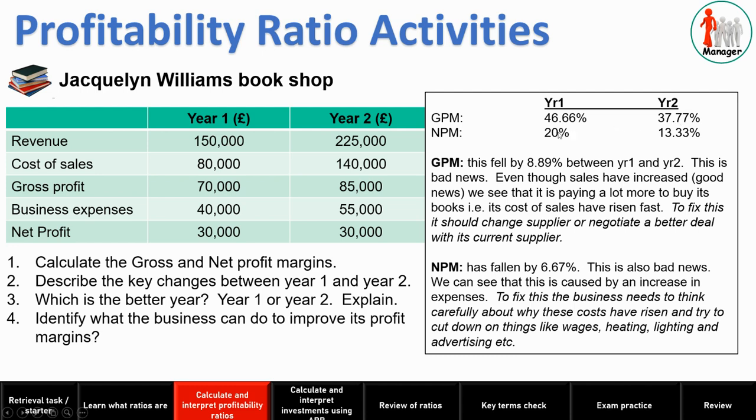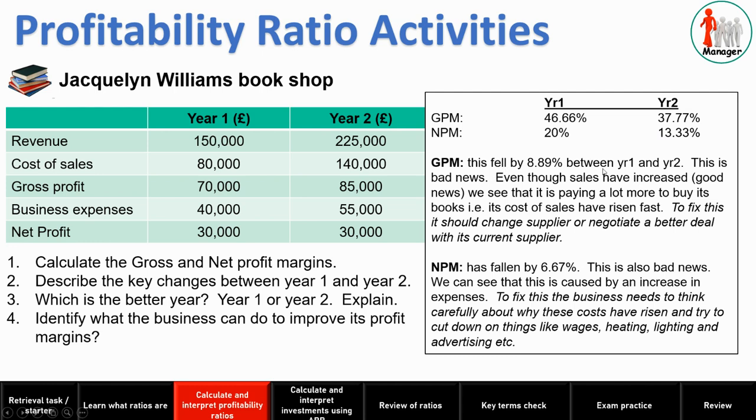Net profit margin is the net profit, this 30,000, divided by the sales figure, multiplied by 100. And that gives us 20% in year one and 13.3% in year two. So, how's the business doing?